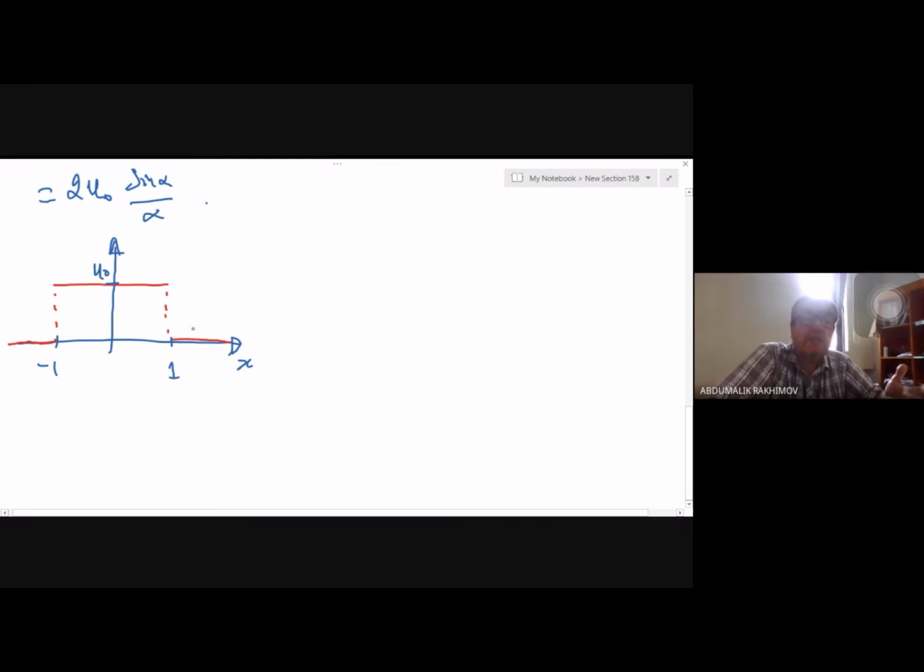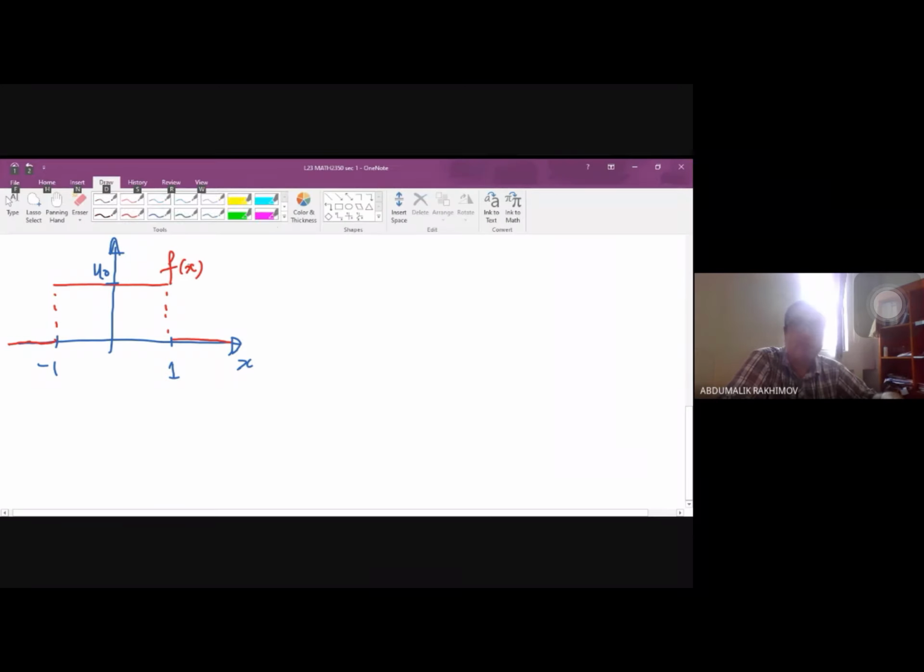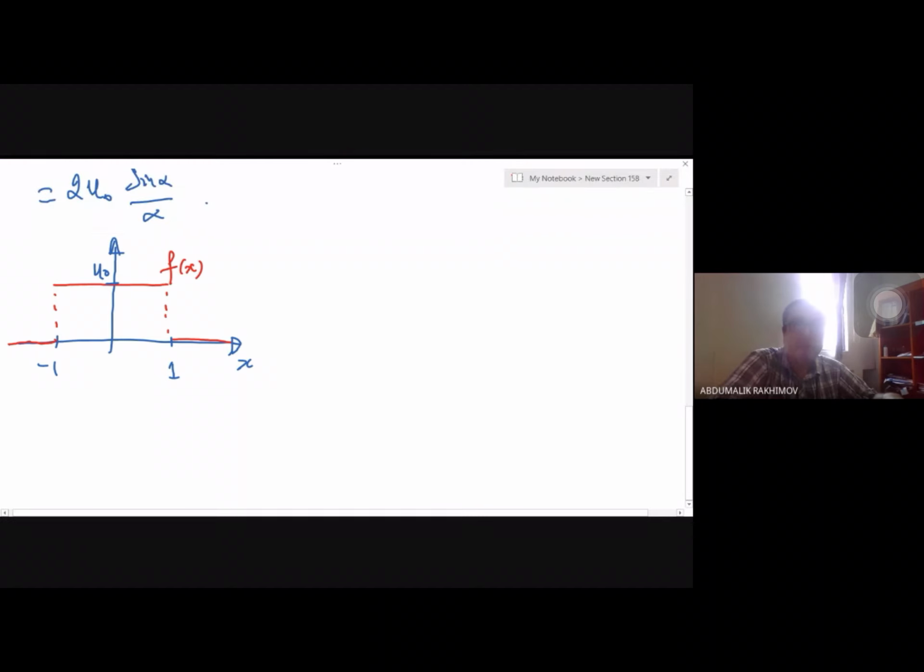The box function is a discontinuous function. If you have a signal which is discontinuous, it's not good. But what is the image? So this is the f(x), right? Now let's see what the image is. Let me try to draw the graph of the image.